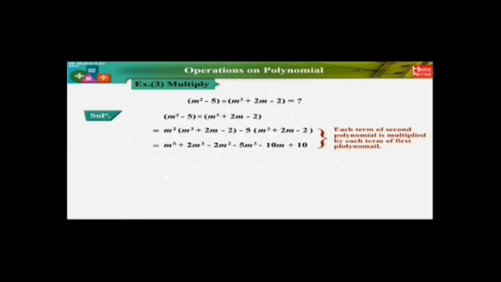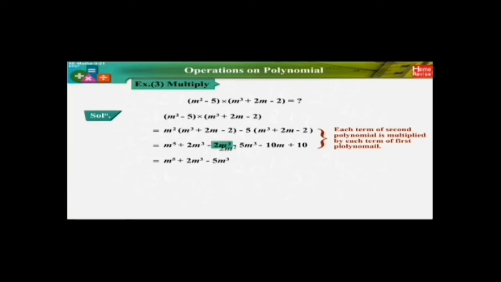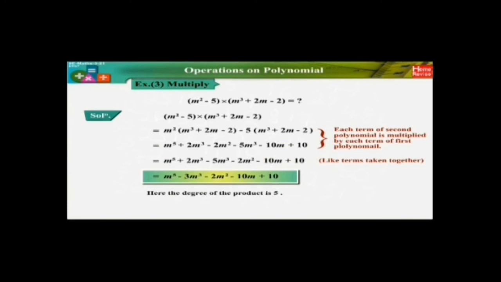Each term of the second polynomial is multiplied by each term of the first polynomial. m^5 + 2m^3 - 5m^3 - 2m^2 - 10m + 10. Like terms are taken together. m^5 - 3m^3 - 2m^2 - 10m + 10. Here the degree of the product is 5.